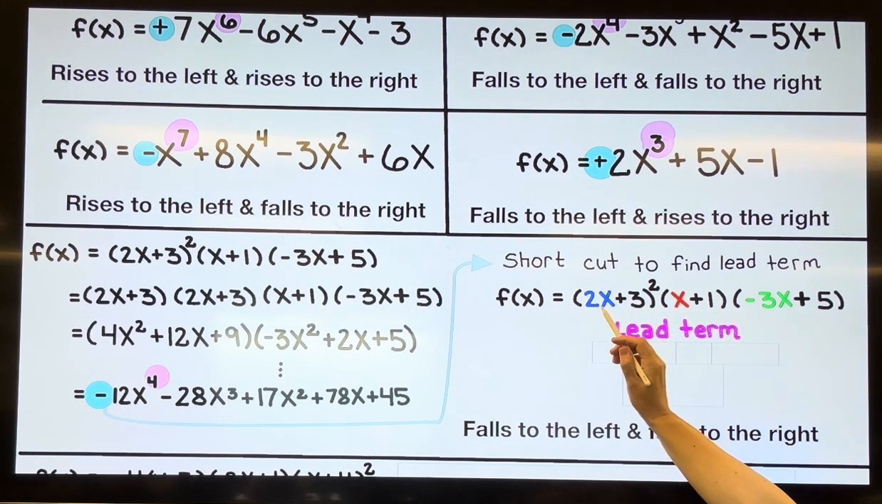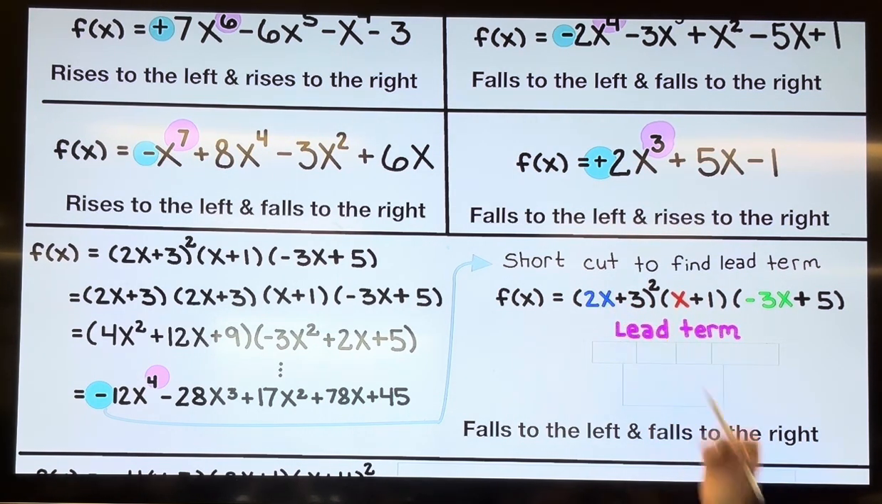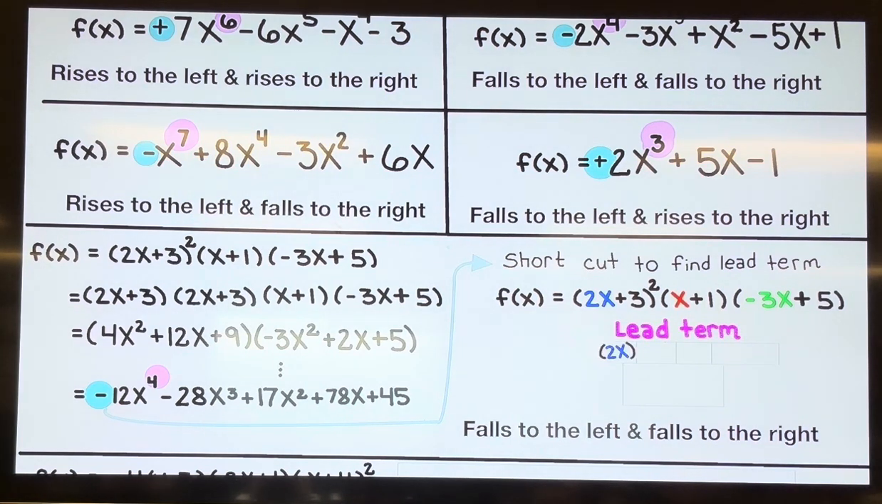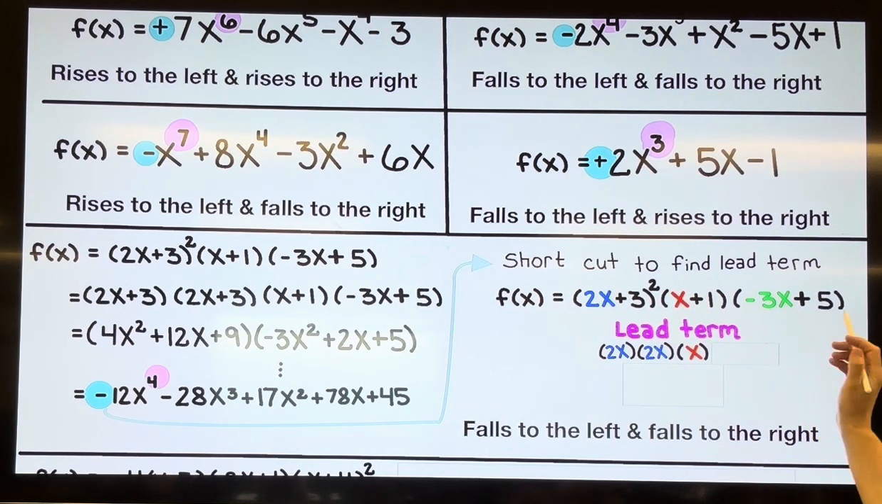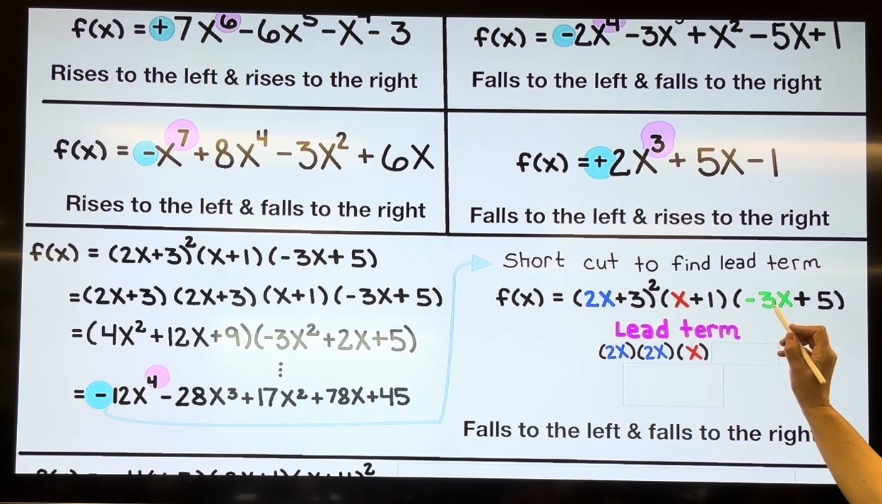2x plus 3, the leading term is 2x, but there's two of those. So there's 2x plus 3 times 2x plus 3. So I've got 2x and I have another 2x because they're in the front. In this one right here, x plus 1, x is in the front, and it's only to the first power, so there's just one of those. So x. And then this one right here, negative 3x is in the front, and there's only one of those factors, so just one negative 3x.